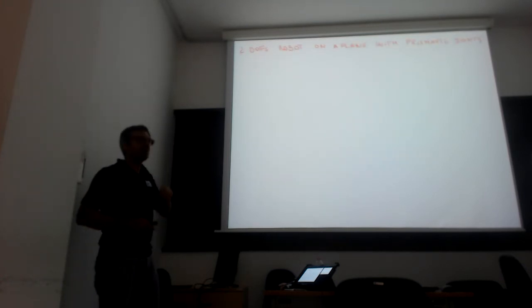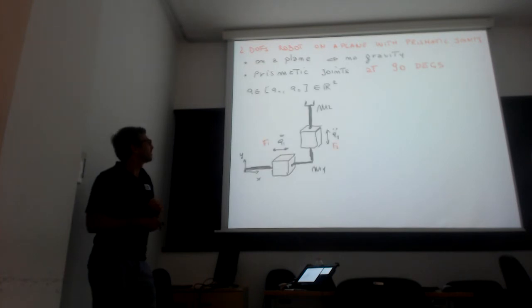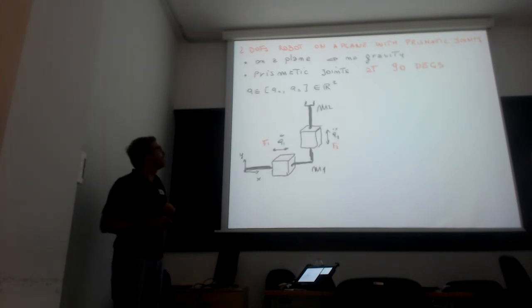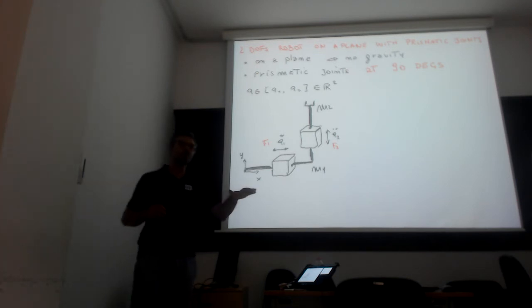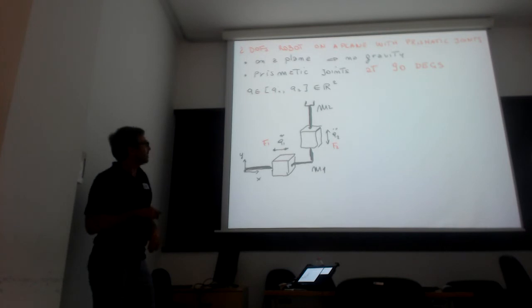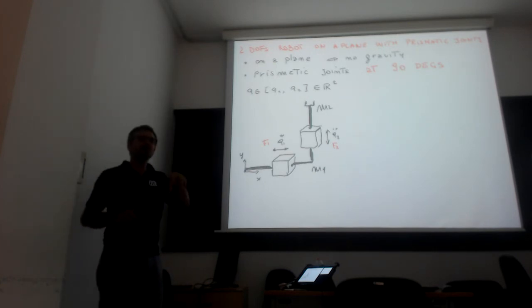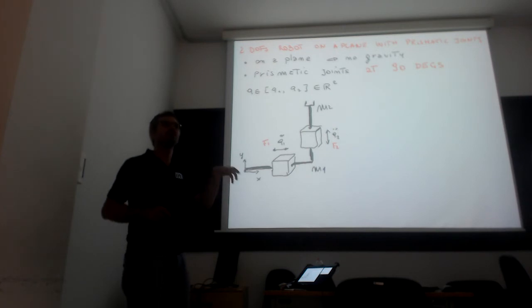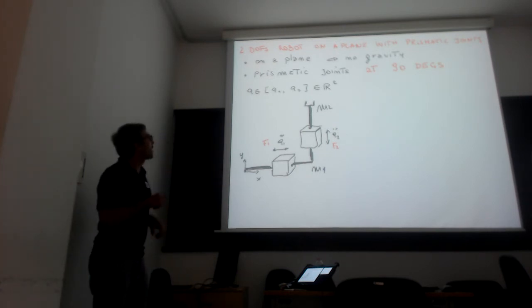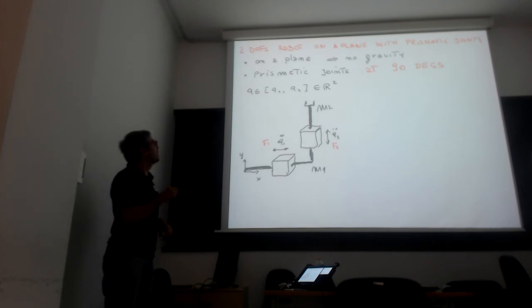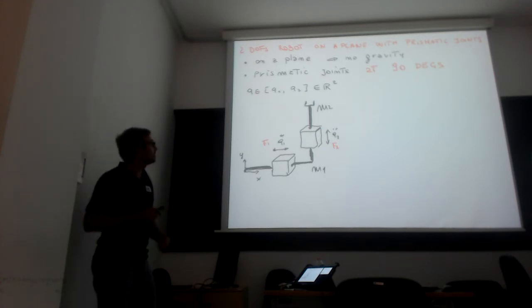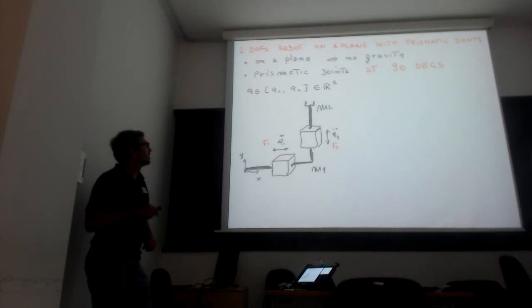So first, let's take the simplest robot ever, which is like two prismatic joints on a plane, so perpendicular to gravity, no gravity, and they are located at 90 degrees. This is what, for example, a 2D gantry robot in a warehouse is. And we have prismatic joints at 90 degrees, and the vector of joint coordinates is called Q. In robotics, we always use this notation. And in this case, there are two elements, Q1, which is the position of this joint, and Q2, that is the position of the other one.